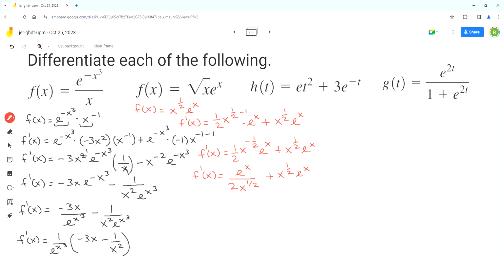Now in the given function, the exponent half is given in the form of a square root. So in the next step, we can factor out e to the power x from both terms, and we can change the exponent half to square root. So this can be the final answer for the derivative of the second function.